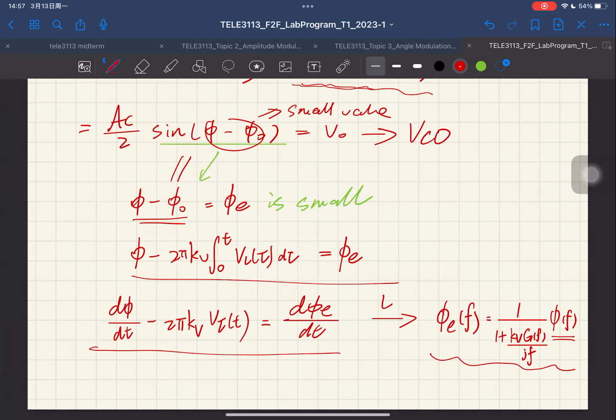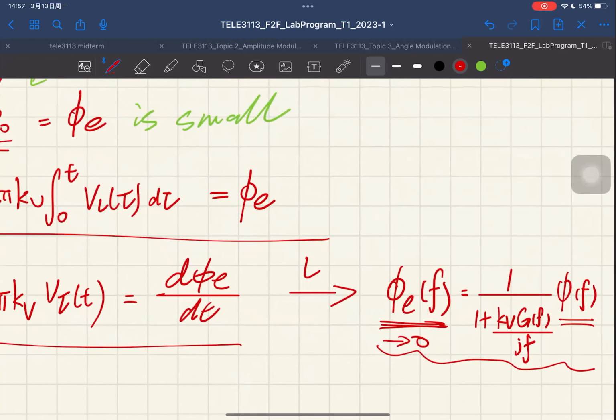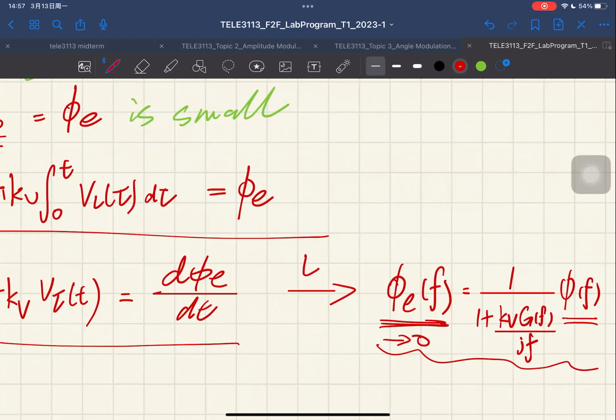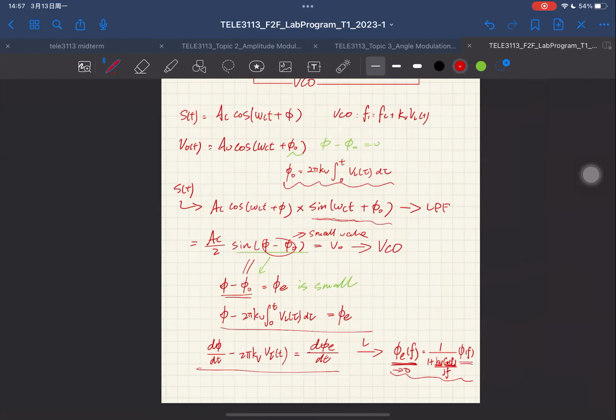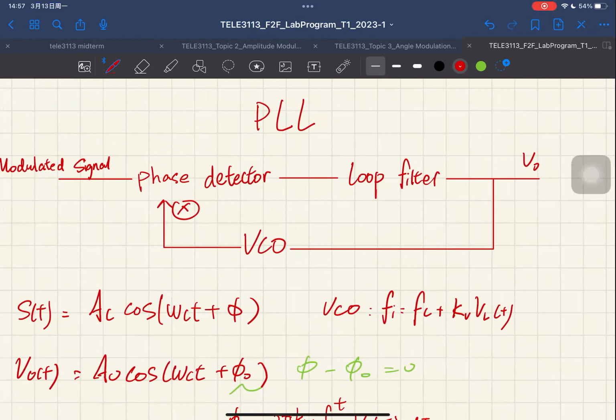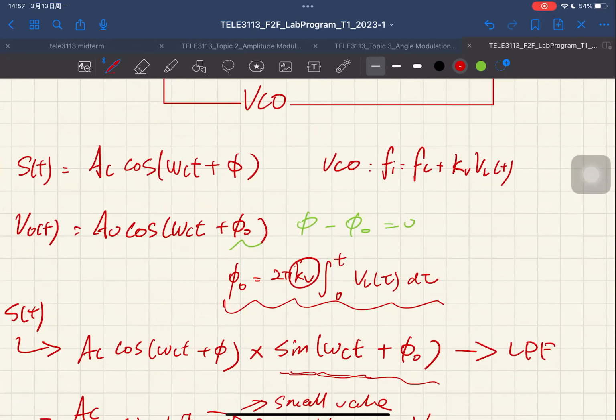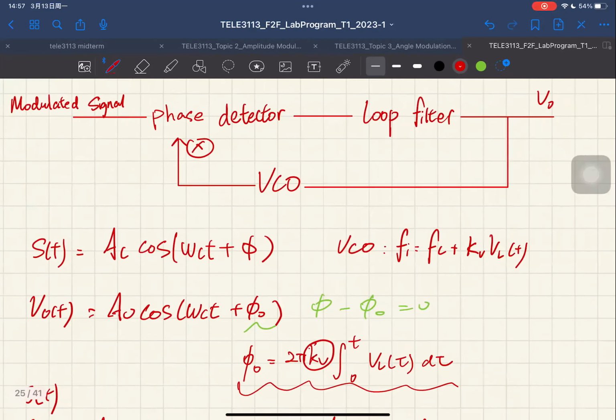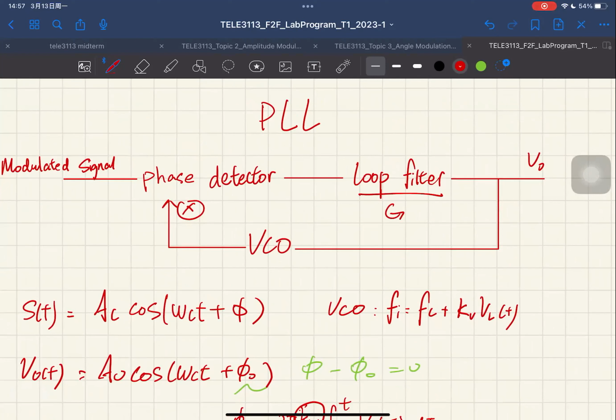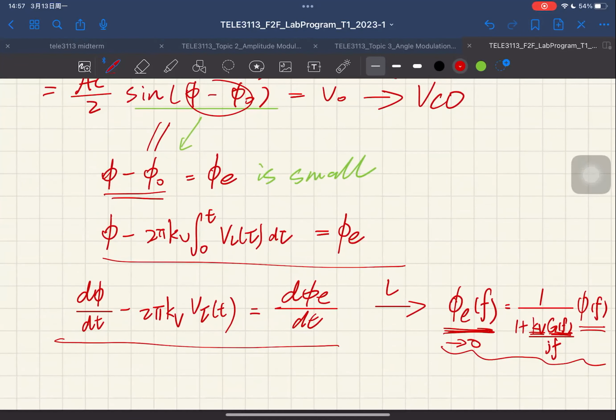Essentially, we want this value to be really, really small, because we want zero phase error. So we want this term to be 0. To make this value small, we have to make sure this gain and this k_v are really big. So we try to make k_v and the gain of your loop filter really big, and we can minimize your phase error.